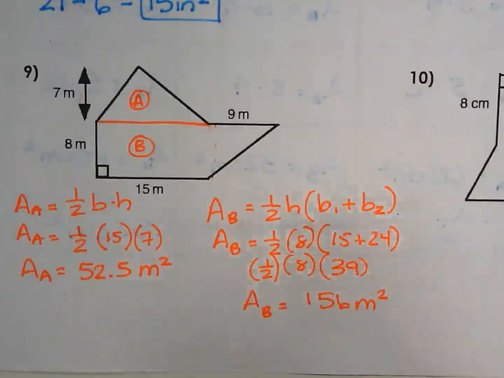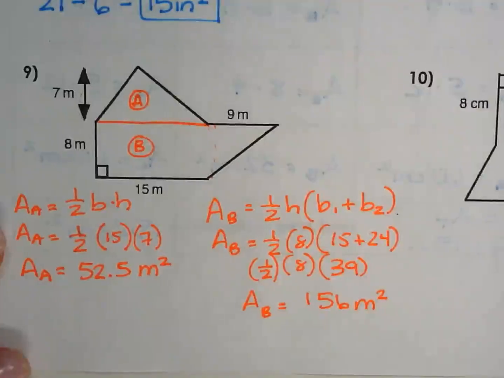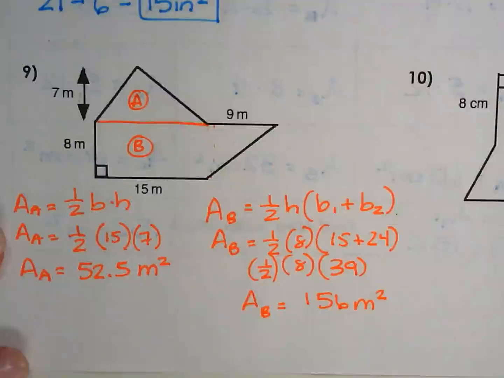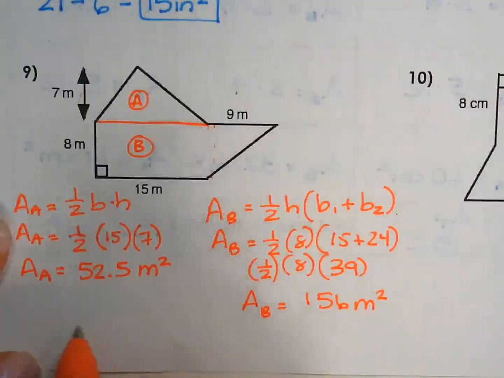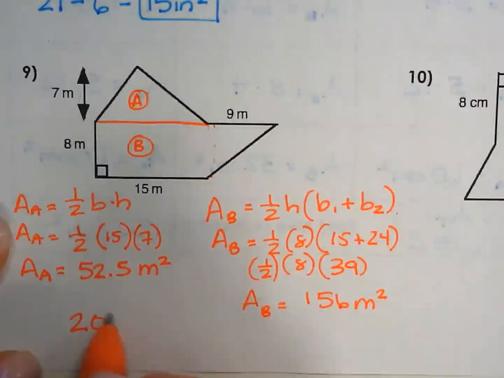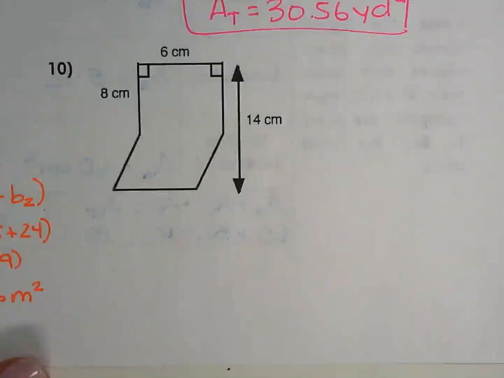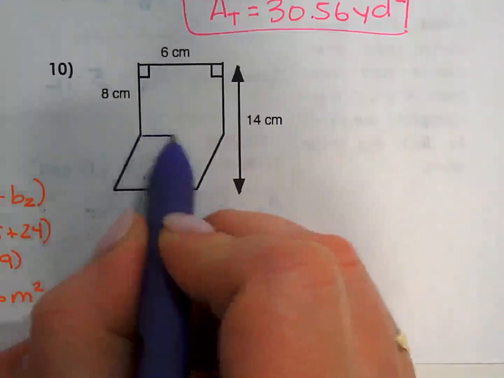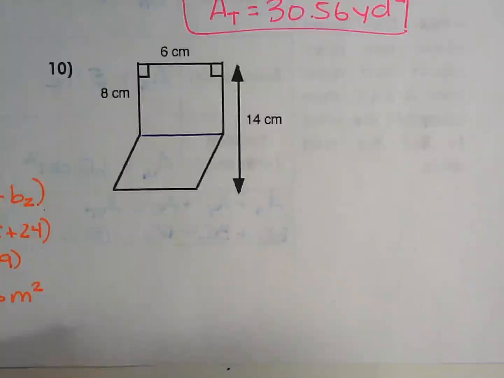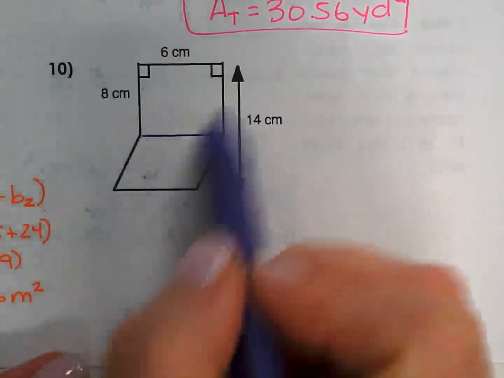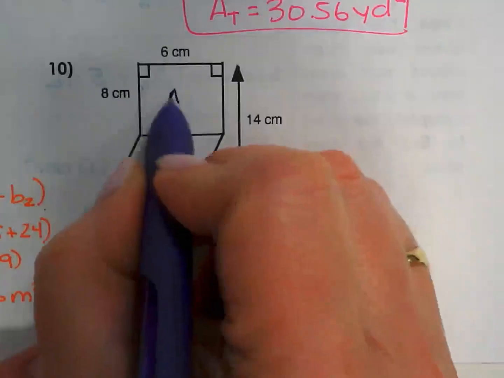Okay, and together, that plus the 52.5 we already found will mean that this is 208.5 meters squared. Okay, and then the final shape for today is this little guy, and I'm going to break it right here. So we have a parallelogram and a rectangle. So this is A and this is B.